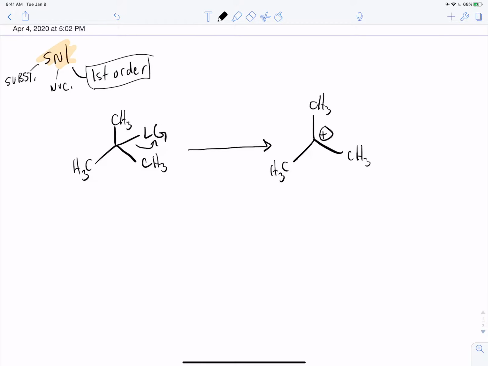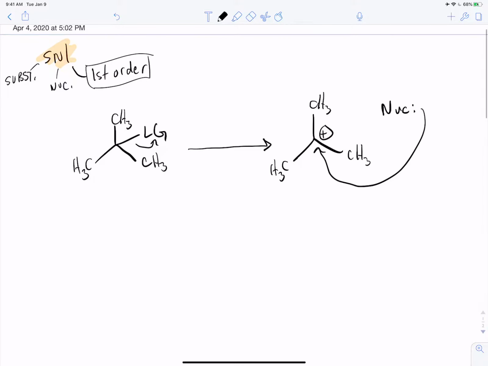And then in a second step, the nucleophile can come in and react to form, I'll just put a negative charge in there, to form whatever the product's going to be.